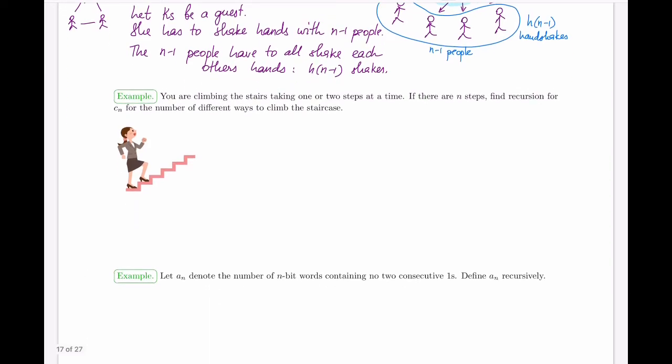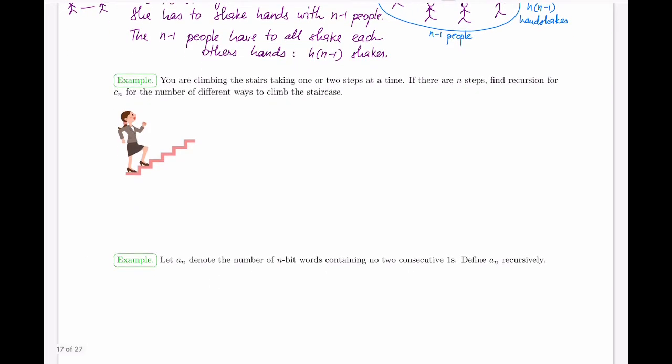Next up, we are taking the stairs. You are climbing the stairs, taking 1 or 2 steps at a time. You can do them in any particular order. So for example, if you start down here, you take 1 step at a time, and then maybe you take 2, and then you take 2 again, and you land on the top stair. If there are n steps, we're asked to find the recursion for c sub n, which is the number of different ways to climb the staircase.